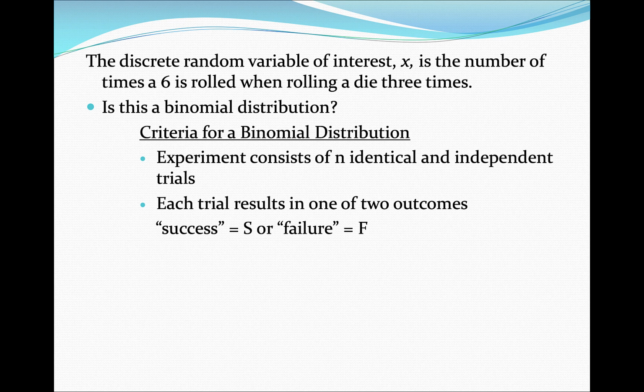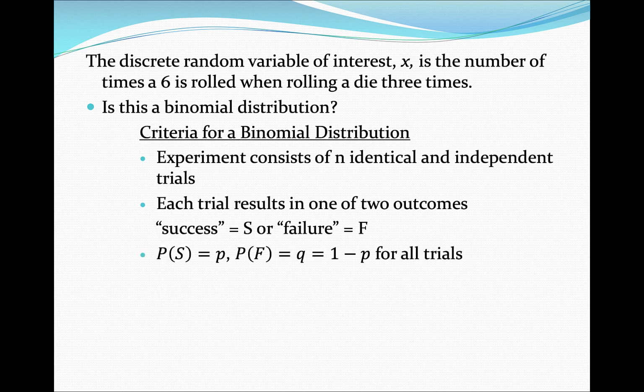The second characteristic is each trial must result in one of 2 outcomes, and we call these outcomes a success and a failure, which we'll denote by S and F. In lots of experiments, we actually define what S and F are. A success is typically what you're interested in, and a failure is what you're not interested in. In this case, we're interested in rolling a 6. So we're simply going to let getting a 6 be a success and not getting a 6 be a failure. We do have 2 outcomes for each trial: either a success, which is a 6, or not a success, which is not a 6.